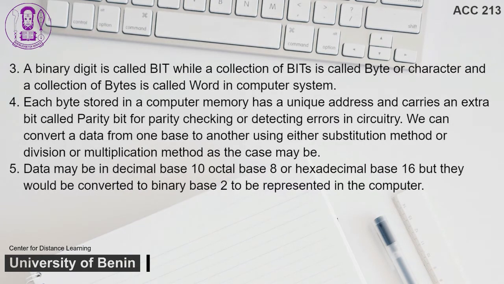3. A binary digit is called a bit, while a collection of bits is called a byte or character, and a collection of bytes is called a word in computer system. 4. Each byte stored in a computer memory has a unique address and carries an extra bit called parity bit for parity checking or detecting errors in circuitry. We can convert data from one base to another using either substitution method or division or multiplication method, as the case may be. 5. Data may be in decimal base, octal base 8 or hexadecimal base 16, but they would be converted to binary base 2 to be represented in the computer.